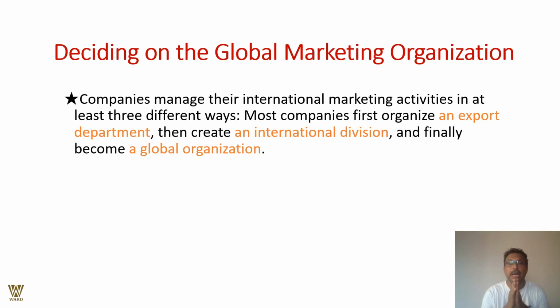We come to deciding the global marketing organization. Companies manage their international marketing activities in at least three different ways. Most companies first organize an export department. Absolutely, export, and you are just exporting, nothing else. Then they create an international division. Divisions out here, divisions out there. And finally they become a global organization. So these are small baby steps before it becomes a global marketing organization, or should I say a multinational organization.